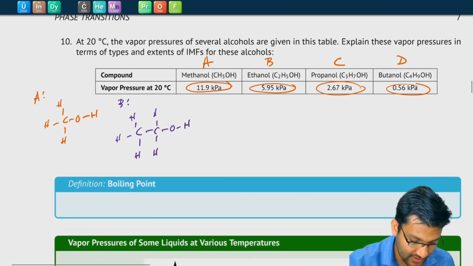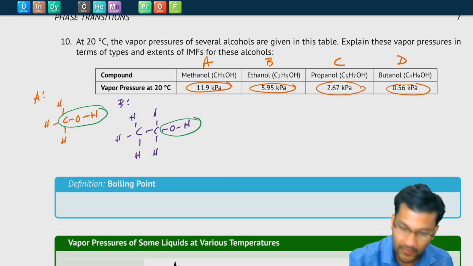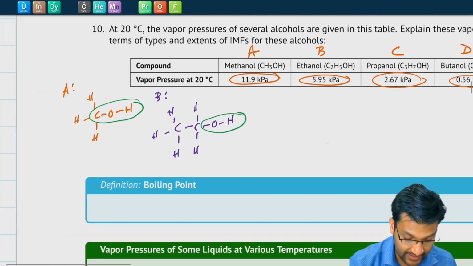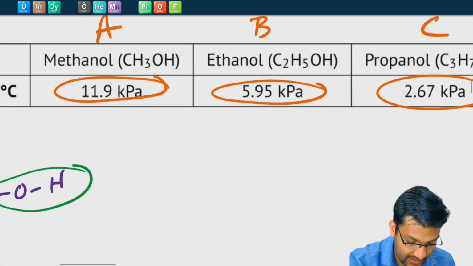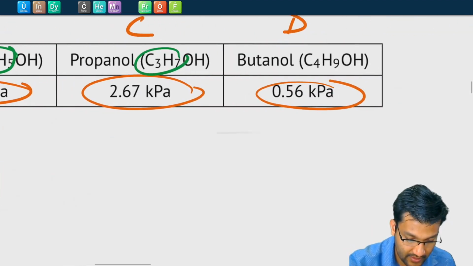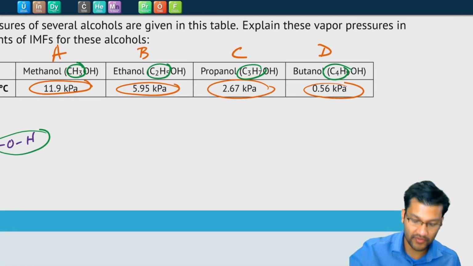It's not worth drawing all their structures because the idea is the same, right? They all have this OH group attached to a carbon-hydrogen framework, which you'll learn a lot more about once you get to organic chemistry. But the only thing that's different is their sizes increase, right? This one has 1 carbon with hydrogens, this has 2 carbons with hydrogens, and this has 3 and 4. So the only thing that's different is their number of carbons.